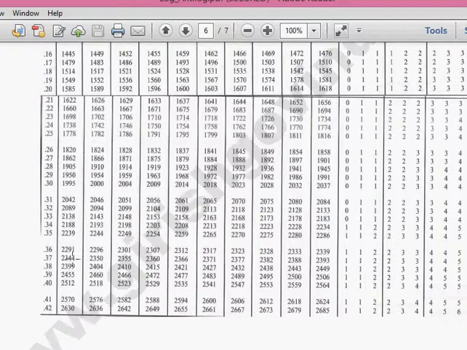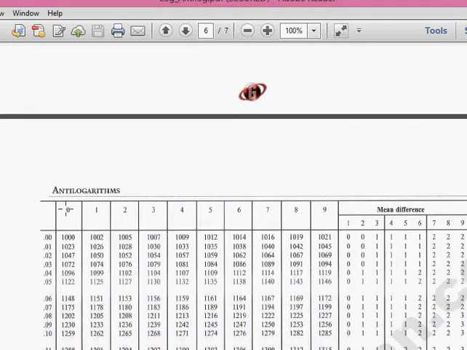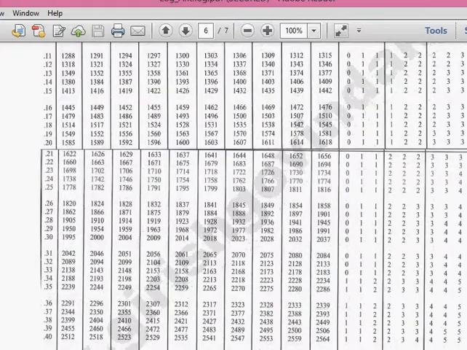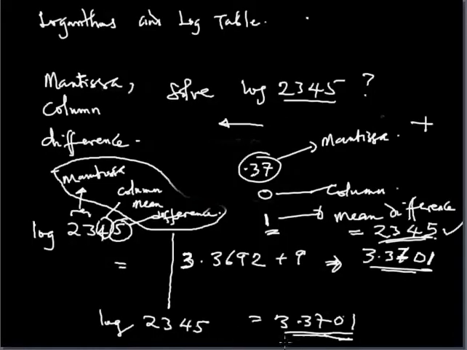37 is under 0, colon 0. If I take it up, you see it's colon 0. You can see it there. And mean difference 1, which is the same thing as what we got here: 37 under 0, colon, mean difference 1.